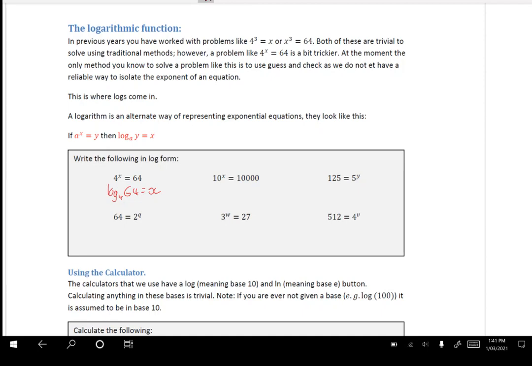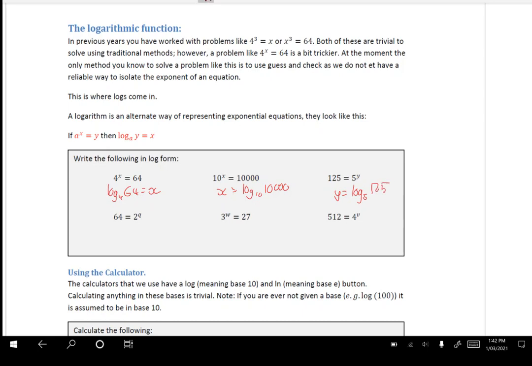Okay. This one, x equals log 10 of 10,000. This one, y equals log of what? Base 5, and then 125 inside. 125, that should be.